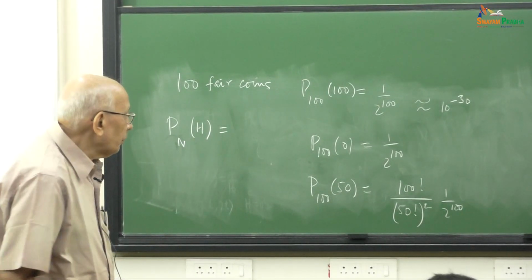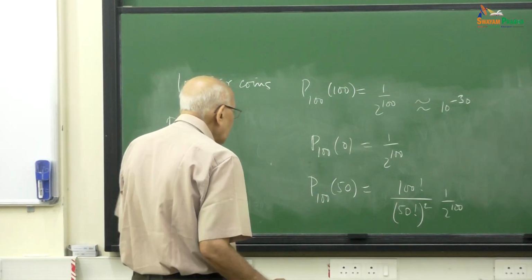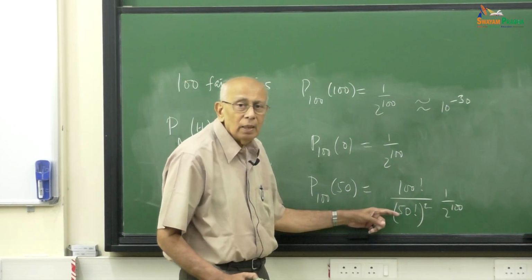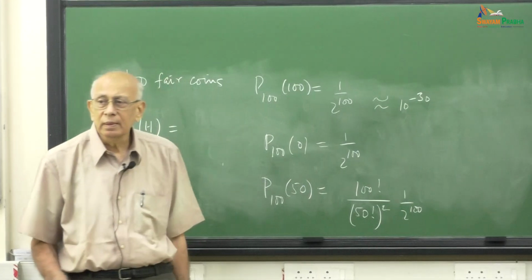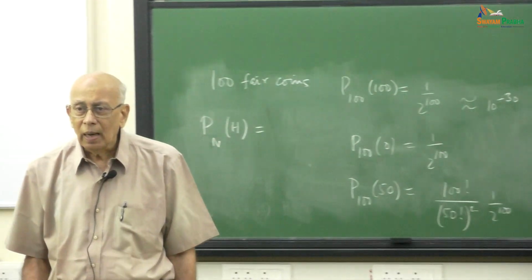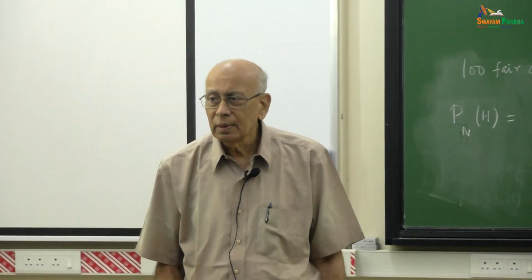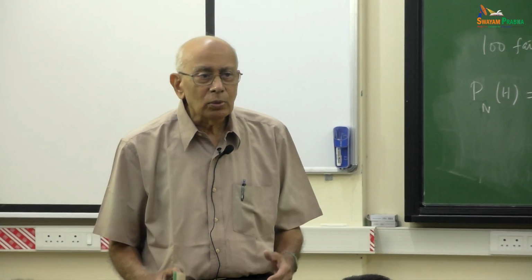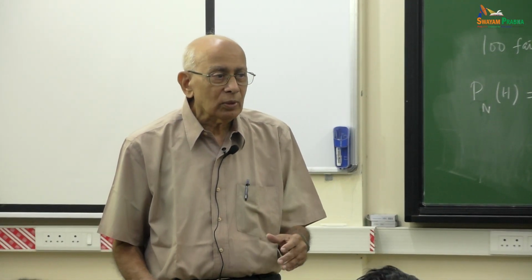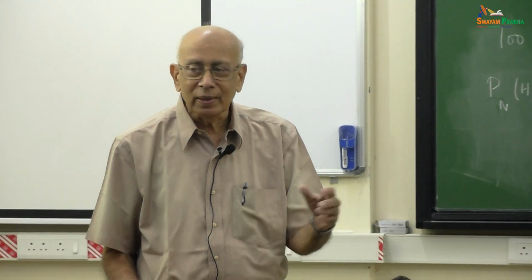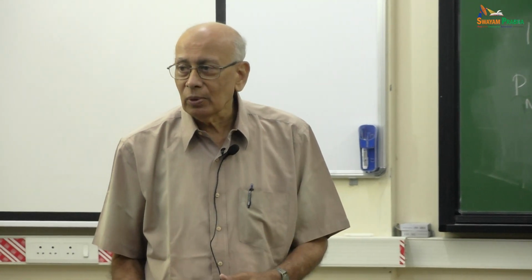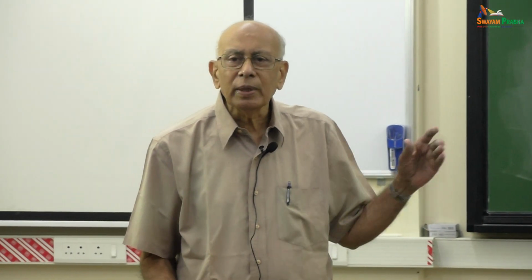So the probability of exactly 50 heads is this number. How big do you think this is? How would you calculate this number? 100 factorial is a huge thing. You can cancel out 50 factorial and get in the numerator the product 51 to 100, but there's a 50 factorial in the denominator. How big do you think this is?